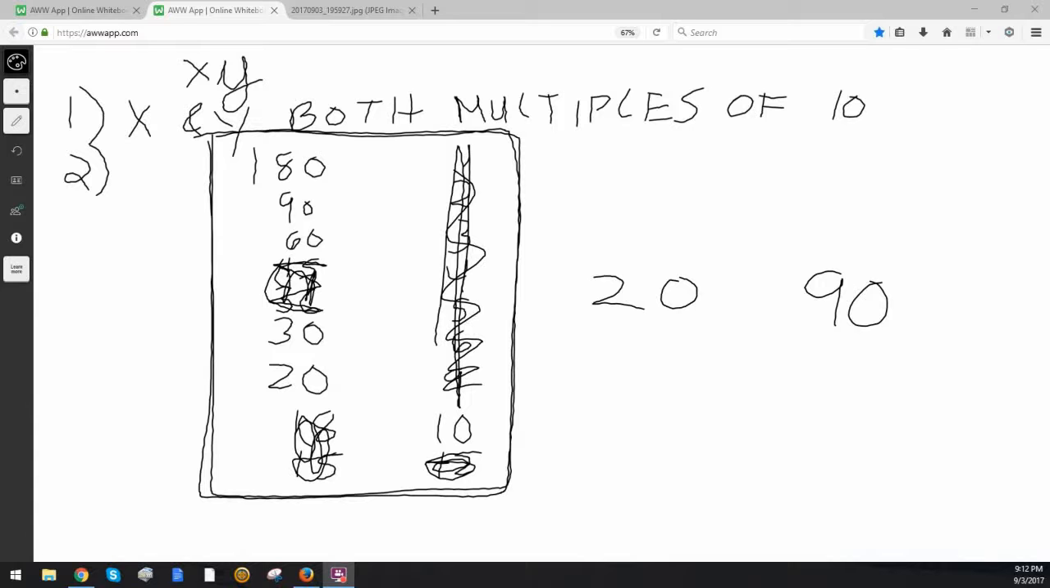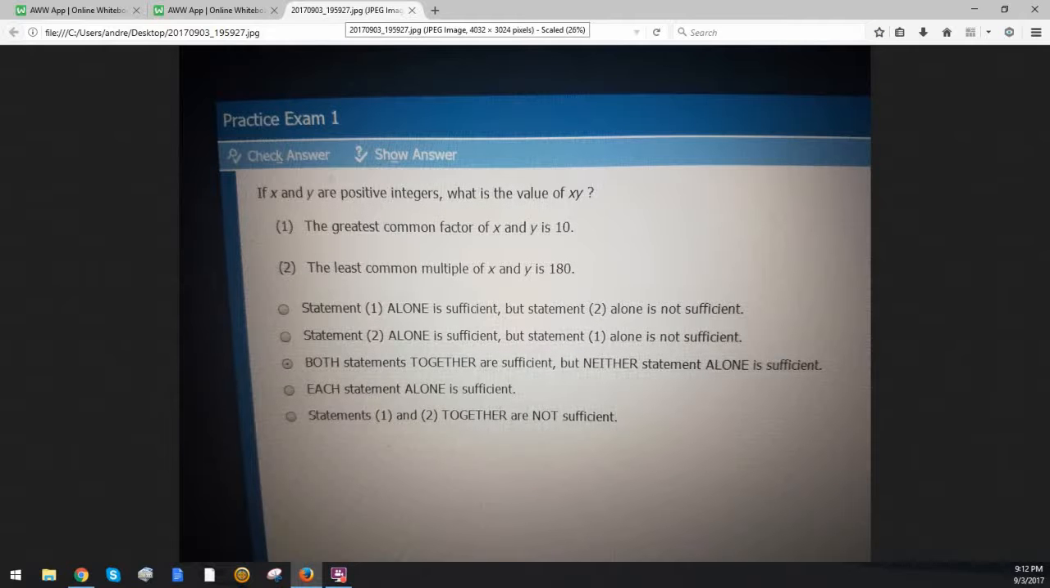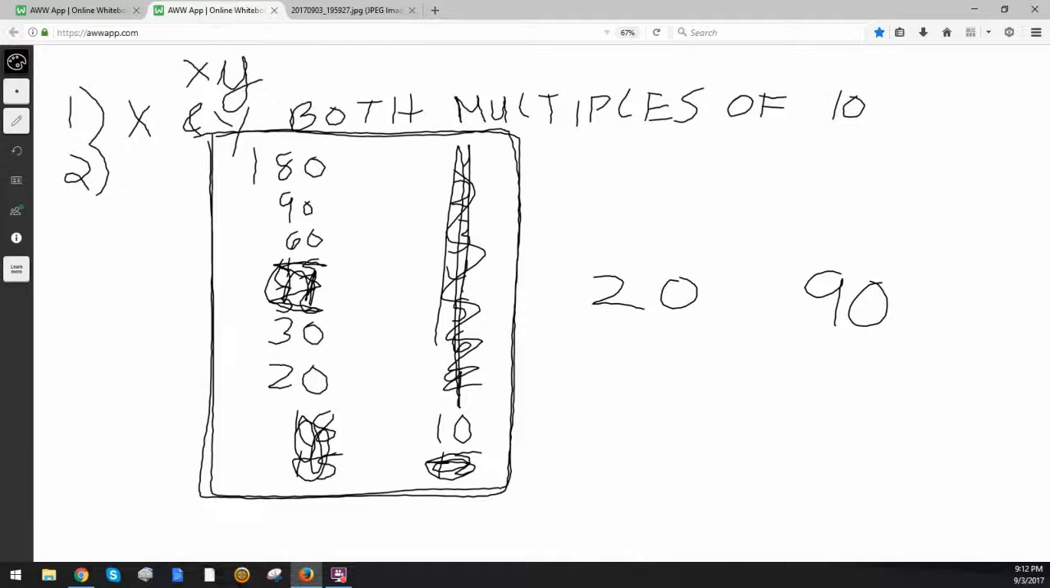20 and 90, they are both multiples of 10. Is the greatest common factor of 20 and 90 10? Sure it is. Is the least common multiple of 20 and 90 180? Sure it is. Okay, let's try another one. Try any ones you want. So this is the answer.